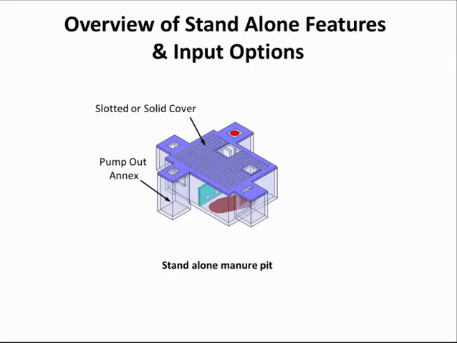In the annex in the back side wall shown here, you see a red dot, a red circle. Well, that's just to indicate that our manure pit fan, ventilation fan, could be located in one of these annexes. If we don't have an annex, of course, it could be located in the floor, and it could be located, for example, at a pump out port, or it could be located at a personnel access port.